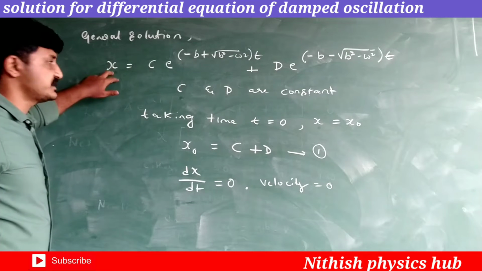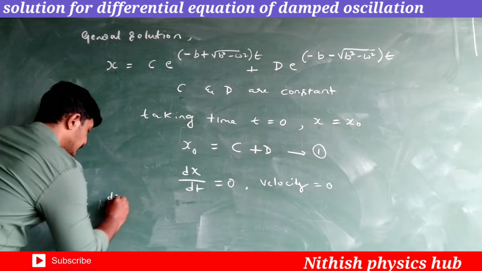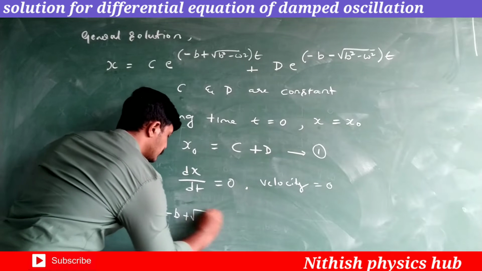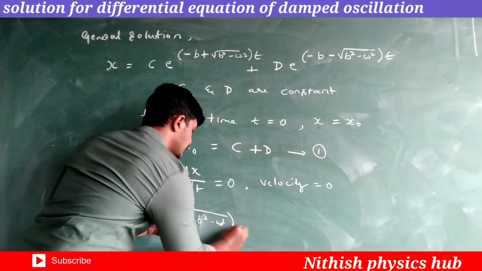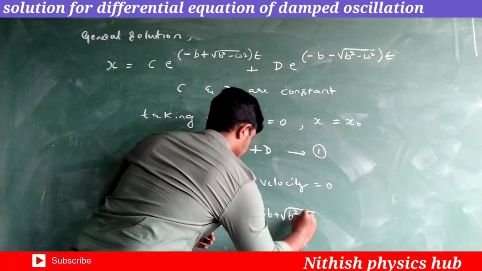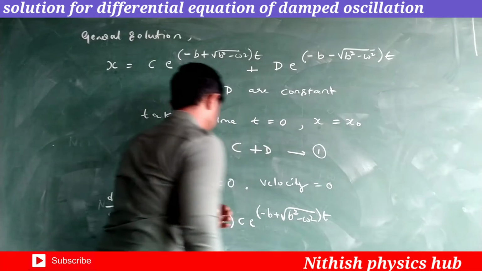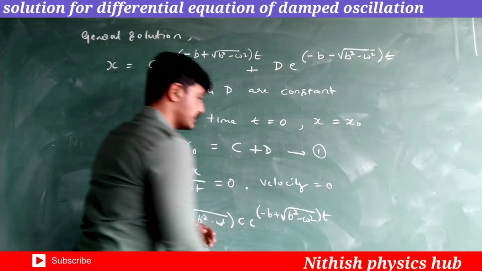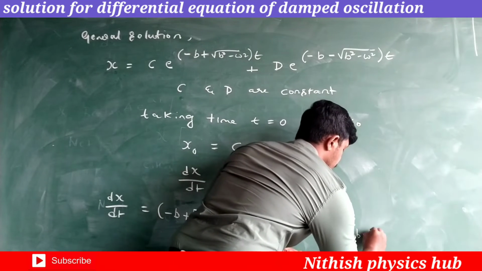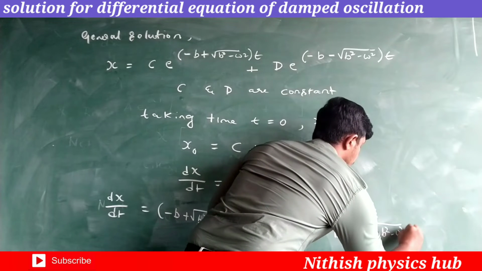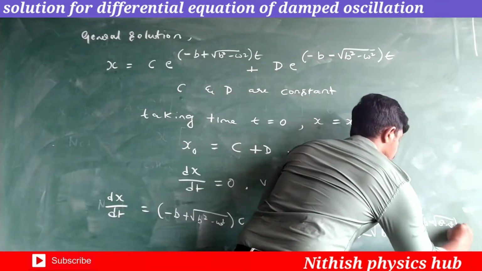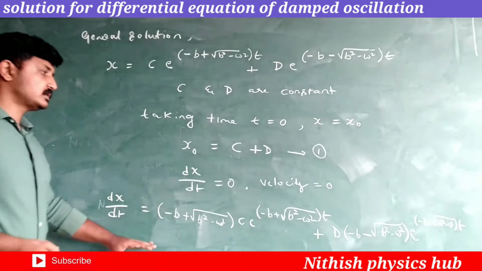So according to this condition, I need to differentiate the above equation. I will be differentiating: dx by dt is equal to c, the constant, times minus b plus root of b square minus omega square, and the exponential of minus b plus root of b square minus omega square into t. That is one part differentiated, and the other part will be d times minus b minus root of b square minus omega square, into the exponential of minus b minus root of b square minus omega square into t. This is the actual solution.